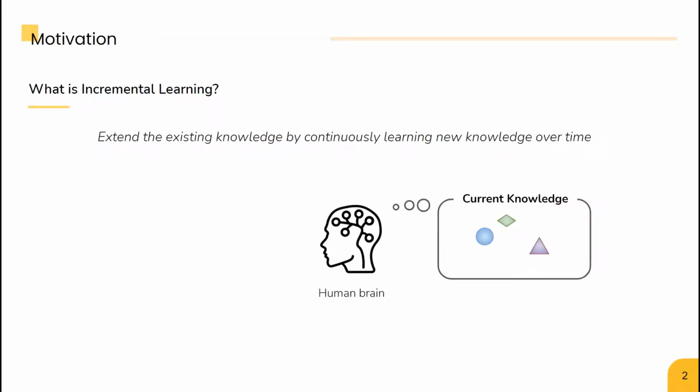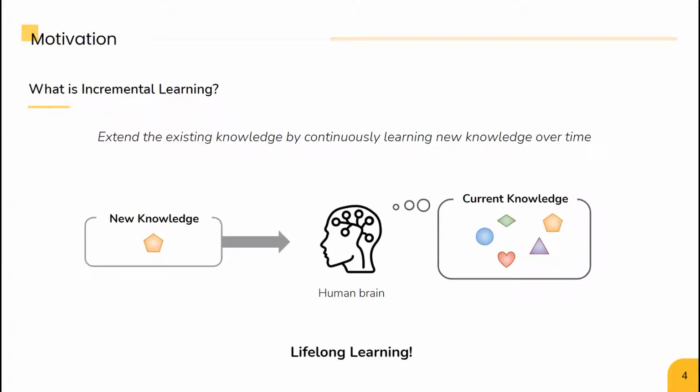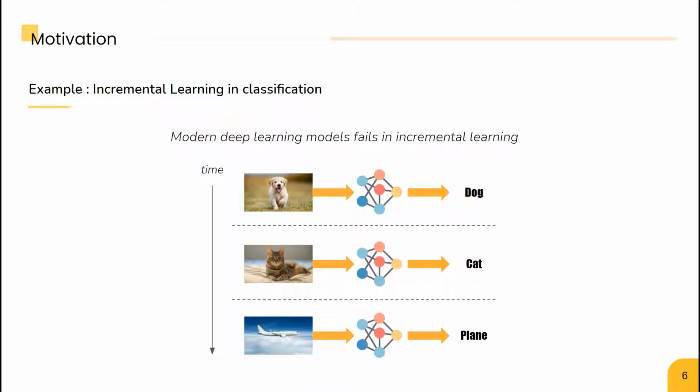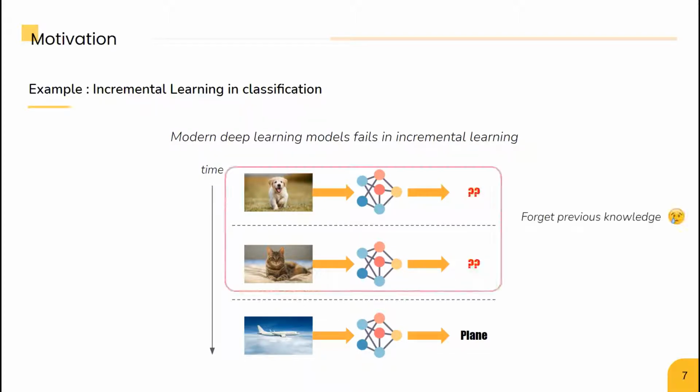Incremental learning is a way of extending the existing knowledge by continuously learning knowledge over time. For example, we can think of incremental learning in classification tasks. Instead of learning all the classes at once, we sequentially learn on new classes. We know we humans can do this easily, however, modern deep learning failed to do so. After learning on new knowledge, they tend to forget previous knowledge, which we call catastrophic forgetting.